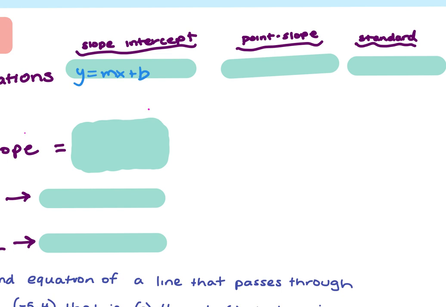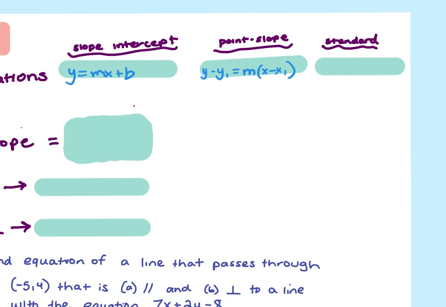Point slope, which is what you can plug into if you're finding the equation, which is y minus y1 equals m times x minus x1. Sorry, brain's still in circles. And for that one, you would plug in your point and you'd plug in your slope. And then standard form, which you can easily get the slope out of, which we'll talk about in a second.